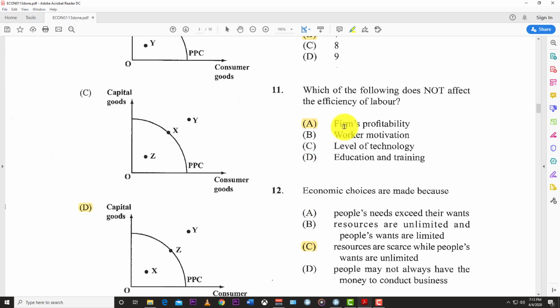All right, number 11, which of the following does not affect the efficiency of labor? And the best answer here is A, a firm's profitability.